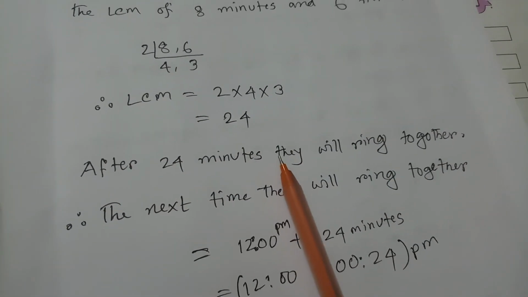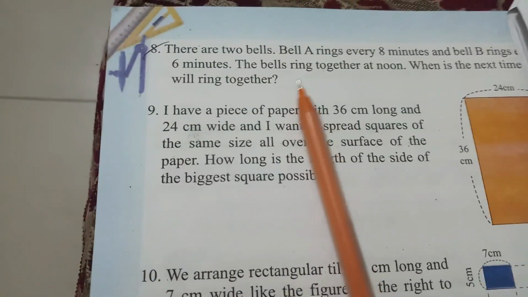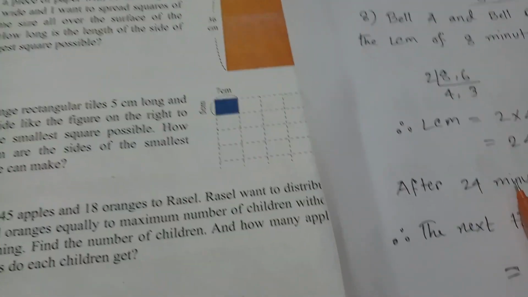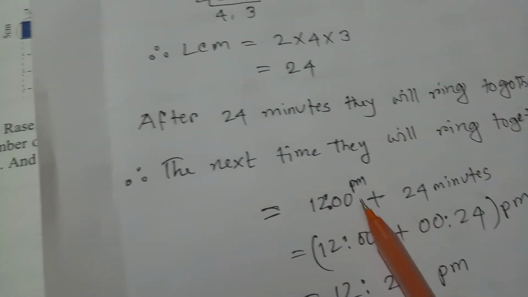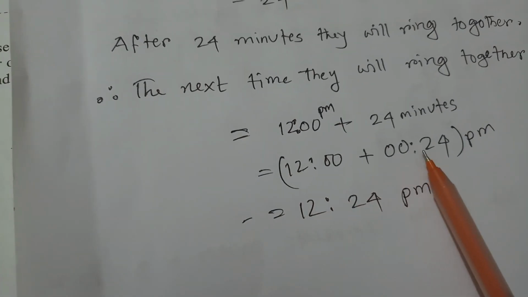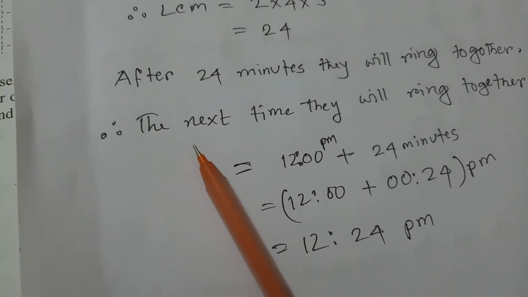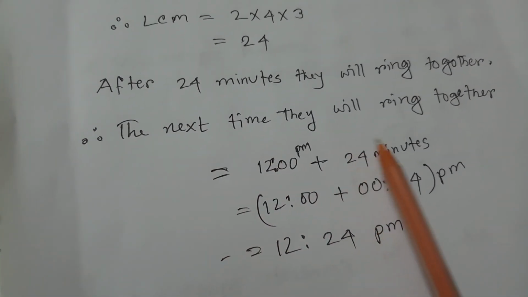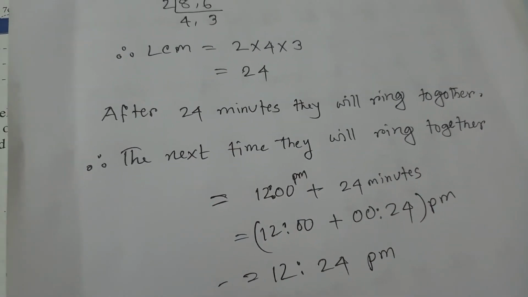So we can tell that after 24 minutes they will ring together. Now they ring together at noon. Noon means 12 p.m. Therefore the next time they will ring together is 12 p.m. plus 24 minutes, that is 12:24 p.m. So we can say that the next time they will ring together is 12:24 p.m.